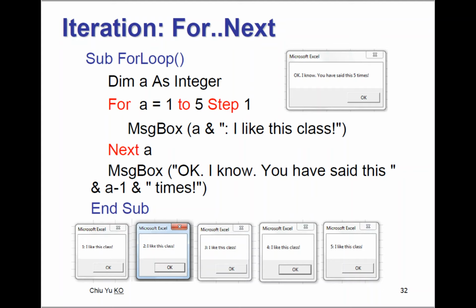And then up to 5, then plus 1, then it's 6, and when a is 6, it satisfies the condition and it ends the loop. And the message box, so I said 6 minus 1 is 5 times. This is how the for next loop is being used.